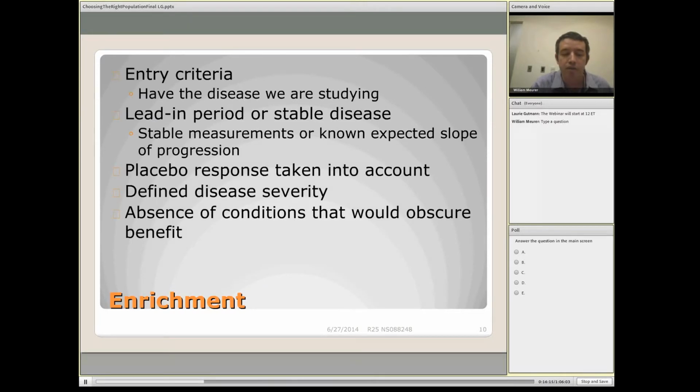So the disease severity is a very important consideration when picking the right population for a clinical trial, and the absence of conditions that would obscure benefit. This comes up in many acute stroke trials, with additional exclusion criteria such as a neurological or psychiatric condition that would obscure the ability to determine the 90-day functional outcome on the modified Rankin scale. Certainly if somebody had underlying dementia or underlying psychiatric disease that would make that sort of assessment very difficult, that may be a population that you don't want to include in your clinical trial.